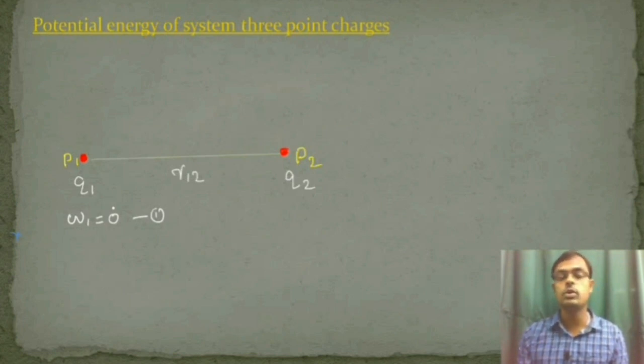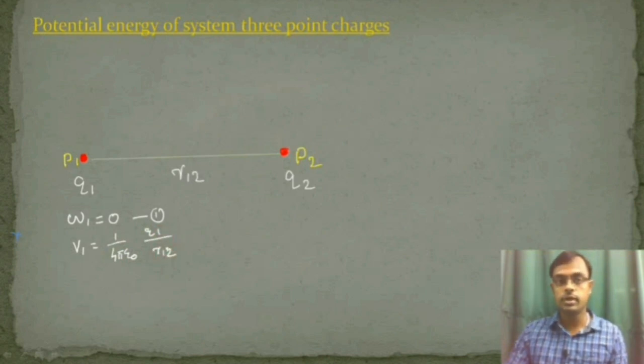Say it as R12. If so, what is the potential at position P2 due to Q1? Say it as V1, the potential at P2 due to Q1. V1 is equal to 1 by 4 pi epsilon 0 Q1 divided by R12.